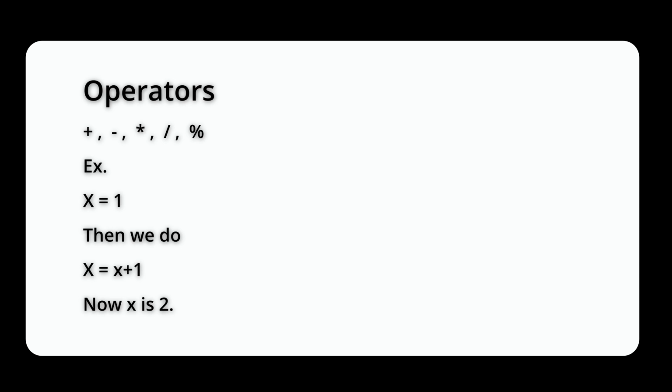You can use operators to assign new values to variables. For example, var x equals 1. Then we can do x equals x plus 1. So now x is 2. This is something we do very commonly in game dev, so there's a shorthand notation for this. X plus equals 1. It's the same thing as x equals x plus 1. You can do this with the other operators as well.